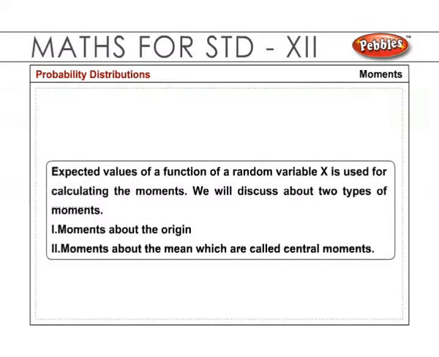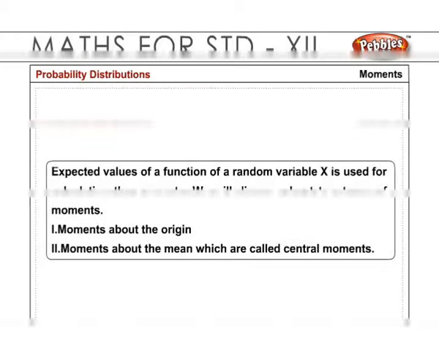Moments. Expected value of a function of a random variable x is used for calculating the moments. We will discuss two types of moments. 1. Moments about the origin. 2. Moments about the mean, which are called central moments.